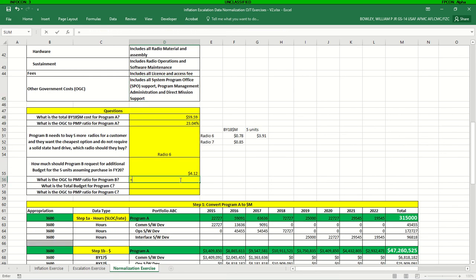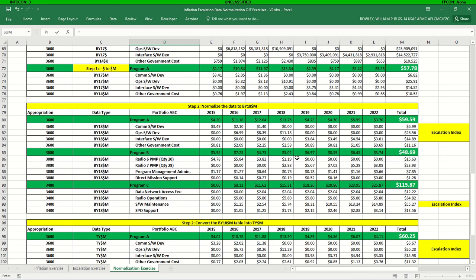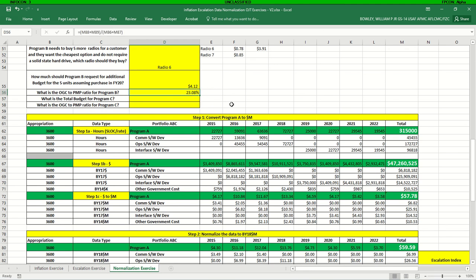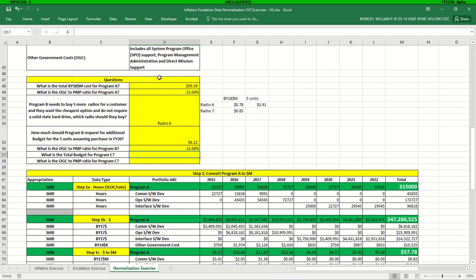So then we can, again, make sure we're using the base year dollars when we're doing ratios and comparisons. So we want to look at the ratio between other government costs, which is going to be the sum of our PMA and our DMS. And that's going to be divided by the prime mission product, which is going to be the sum of the 2 radios. And look at that, we've got, again, 23%, slightly different than the other program.